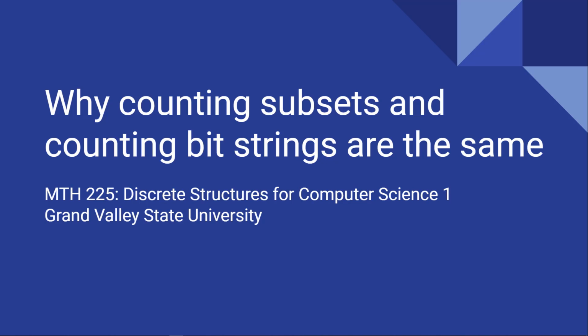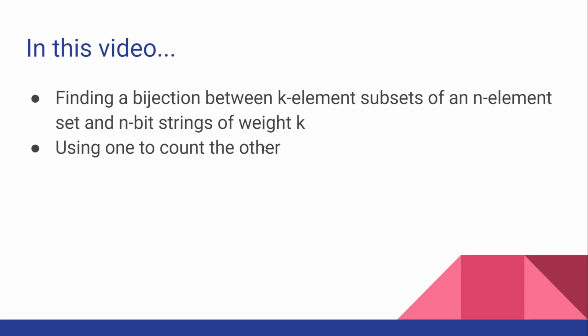At the end of the last video, we teased a connection between these last two sets that we're going to explore now. So in this video, we're going to revisit an earlier idea that if I want to count two collections of objects, and I know how to count one of those collections, I can count the other by setting up a bijection between the two sets that I'm counting. In this video, we're going to build a bijection between the collection of k-element subsets of an n-element set and the collection of n-bit strings with weight k.